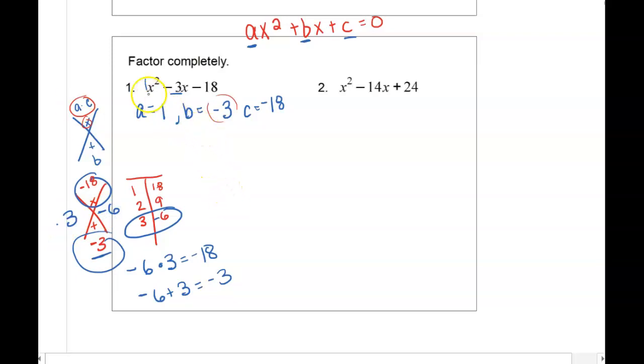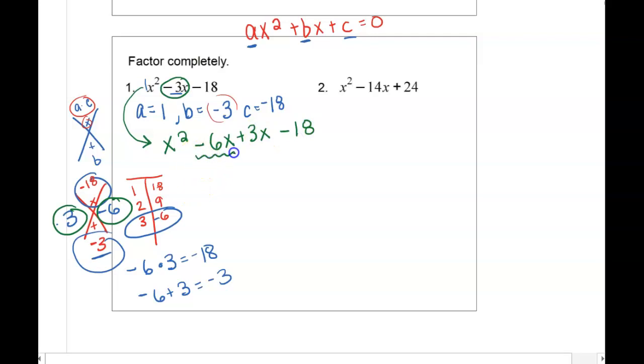Now after I do that, I want to rewrite this equation, but I want to change my b. My b is going to be the same thing, we're just going to write it a little differently. So x squared. Now rather than write minus 3x, I write it with the two numbers we just came up with. So I'm going to say minus 6x plus 3x minus 18. Now I want you to take a minute and take note that this is the same thing as this. It's just written differently. So hopefully you're convinced of that.